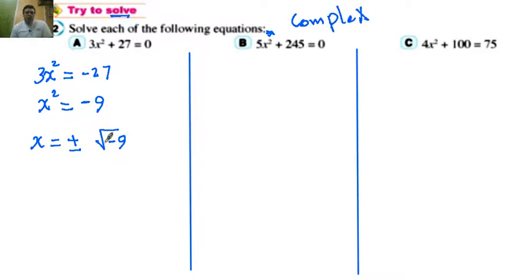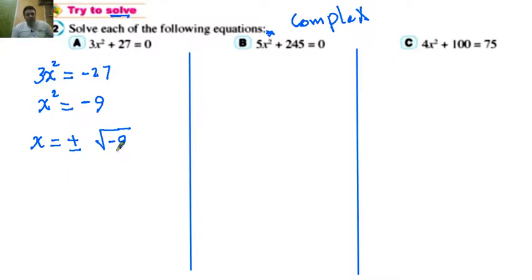If we solve this equation in Z or Q or N, the solution set is phi, because there is no real number. The square root of negative 9 does not belong to the real numbers. This is in the complex numbers, but not in real or Q or Z or N.